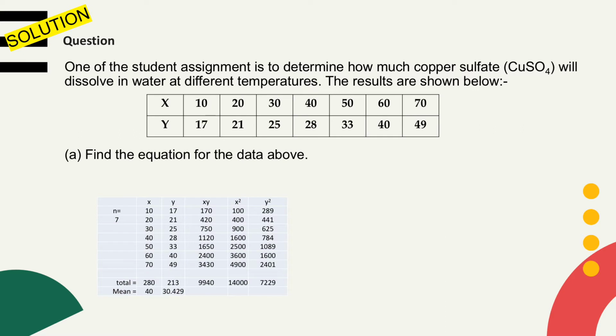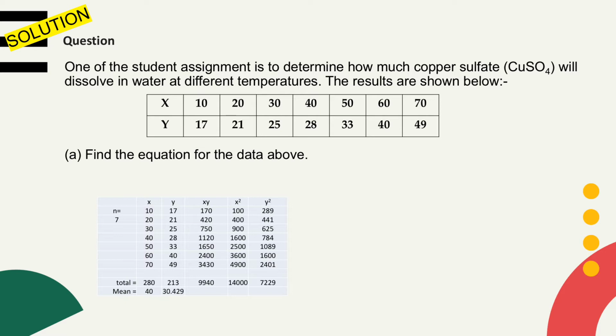This is the extended table that I mentioned just now. I have discussed how to create this extended table in the previous lecture or tutorial on how to solve for the least square equation. If you see here, the first 2 columns represent the original data given in the question, whereas the last 3 columns represent the additional information that we need in order to solve for the b and a values. The last 3 columns are xy, x squared, and y squared.